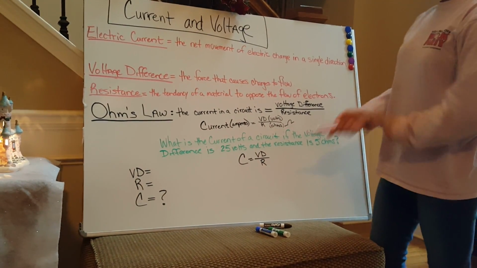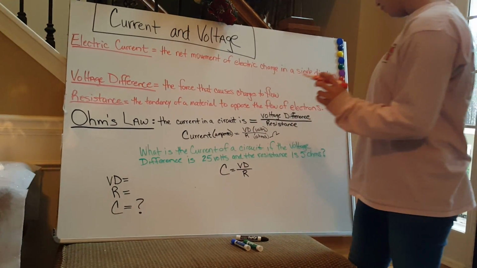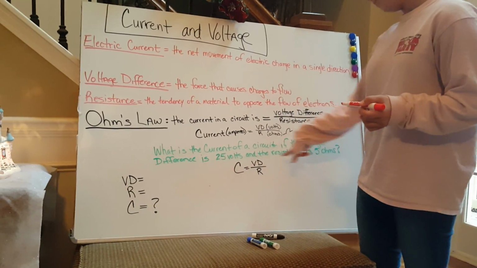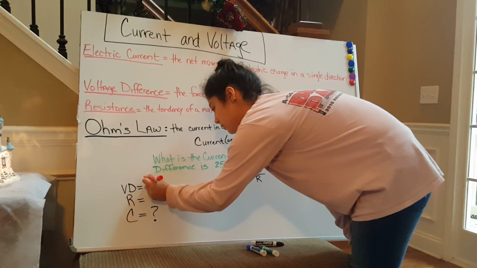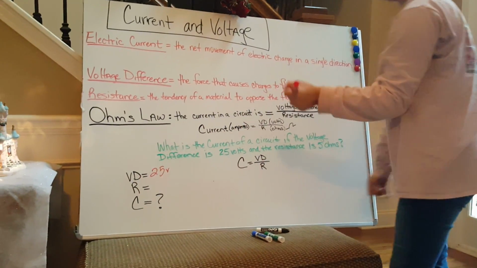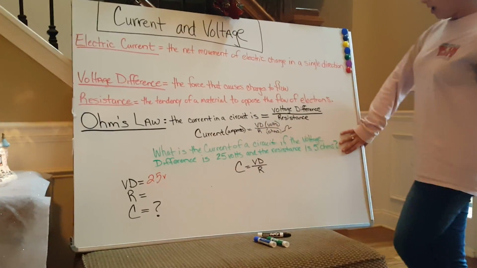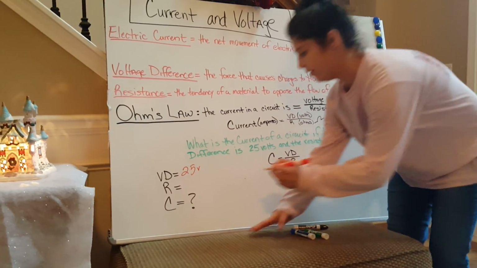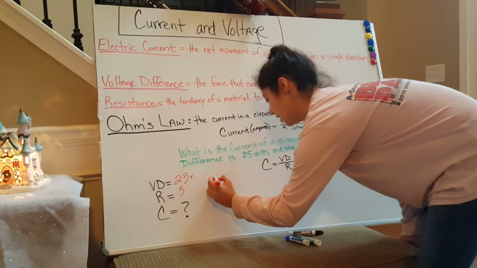We do not know our current because it's asking us what is our current, so we put a question mark there. Our voltage difference is measured in volts, so we have voltage difference, which is measured in volts. So we're going to put 25. I'm just going to put V. And then our resistance is measured in ohms, like we talked earlier. And in our problem, we have 5 ohms. So we're going to put 5 there. And so we're going to plug it in again.